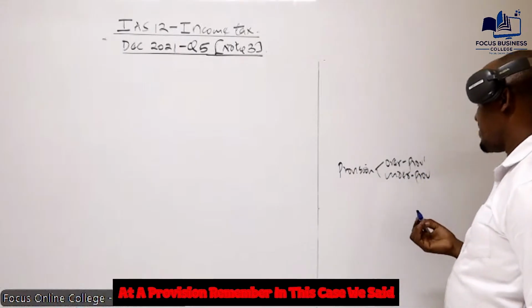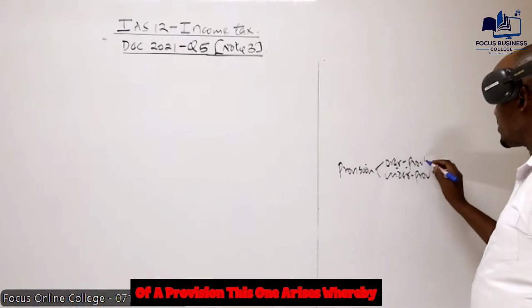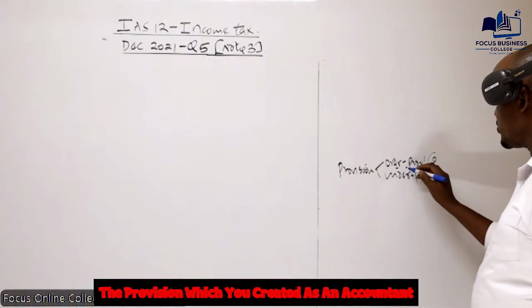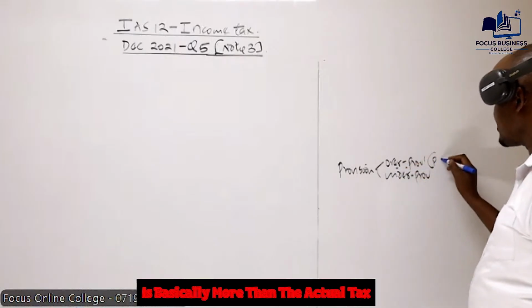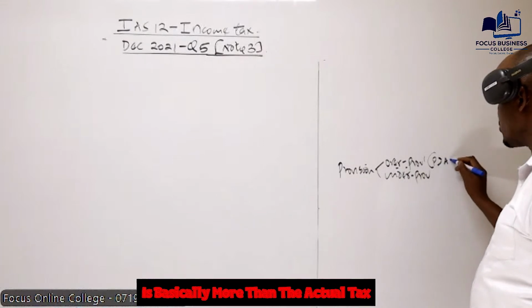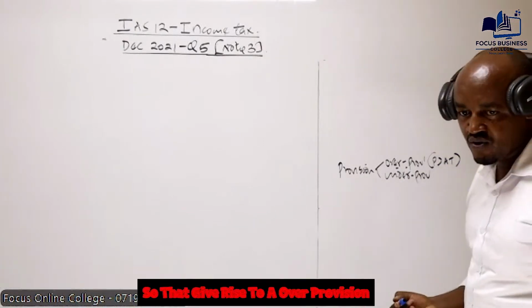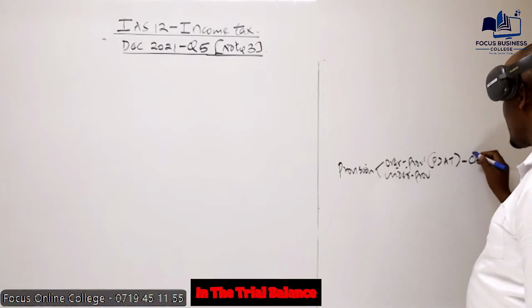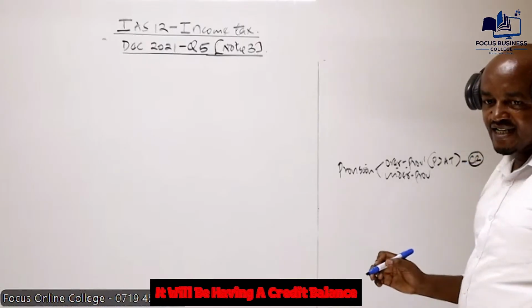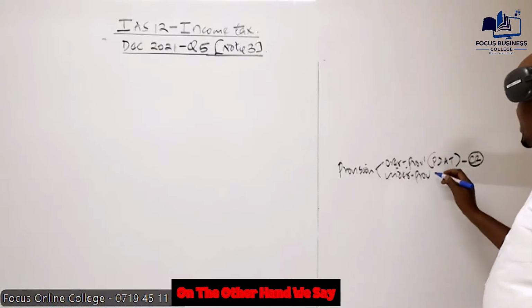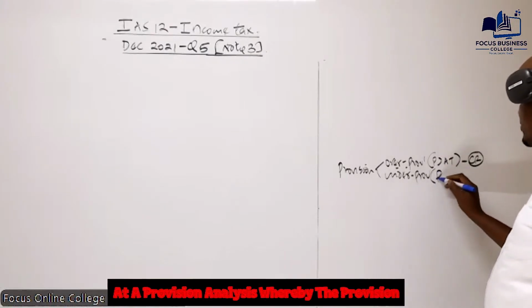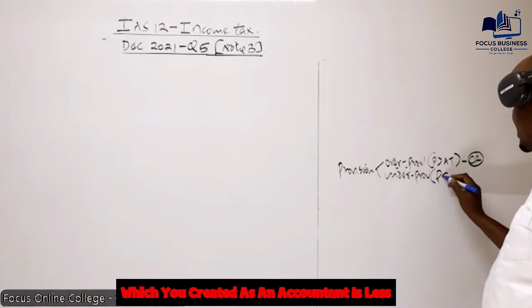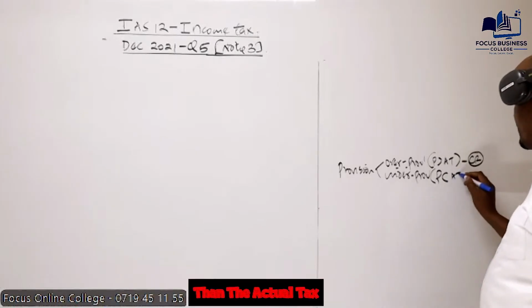Remember, we said over provision arises whereby the provision which you created as an accountant is more than the actual tax. So that gives rise to over provision, of which we say that this over provision in the trial balance will have a credit balance. On the other hand, we say under provision is whereby the provision which you created as an accountant is less than the actual tax.